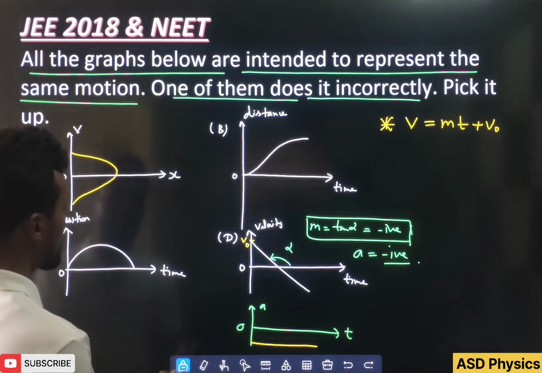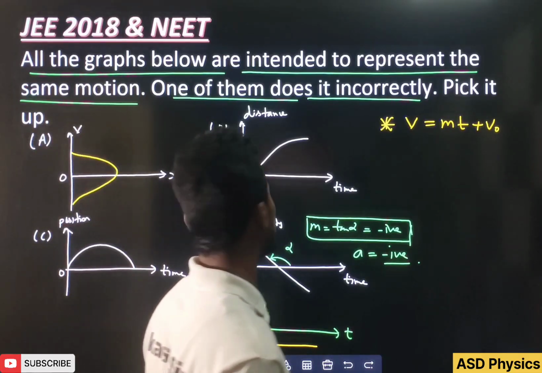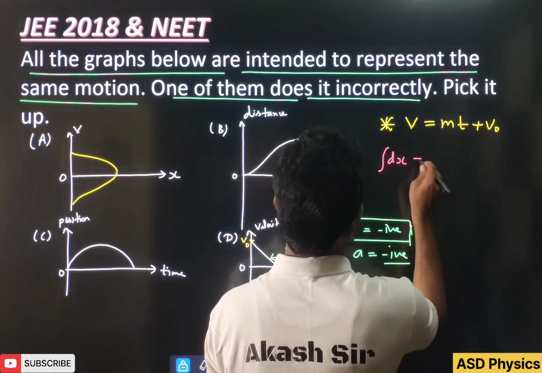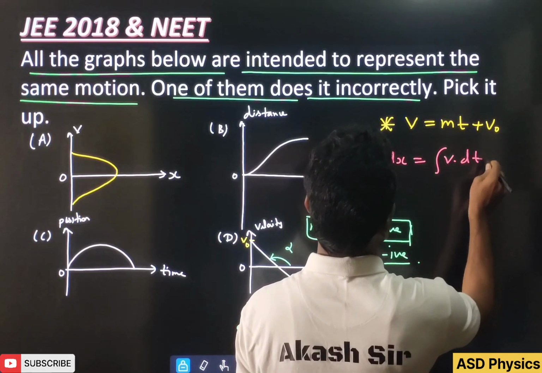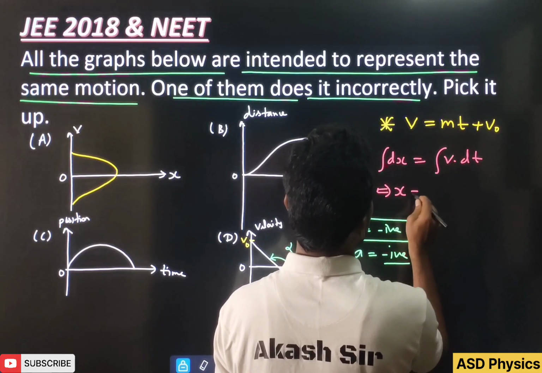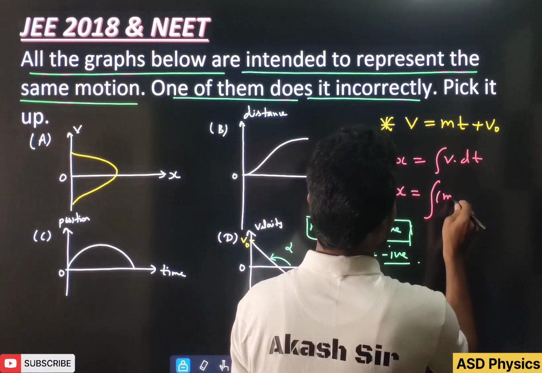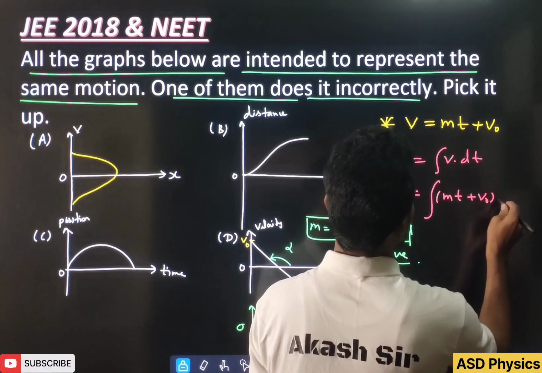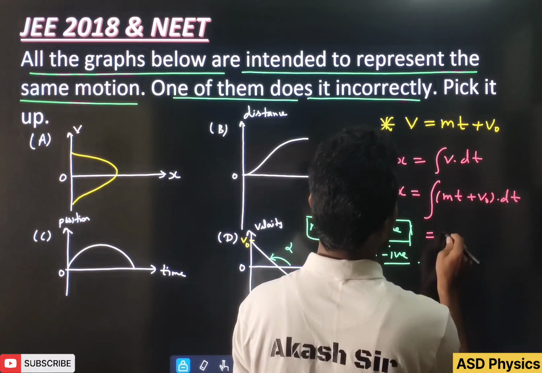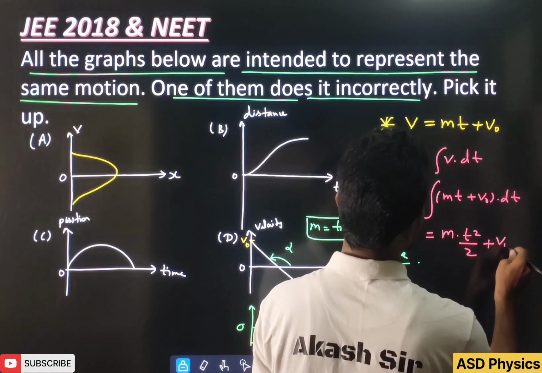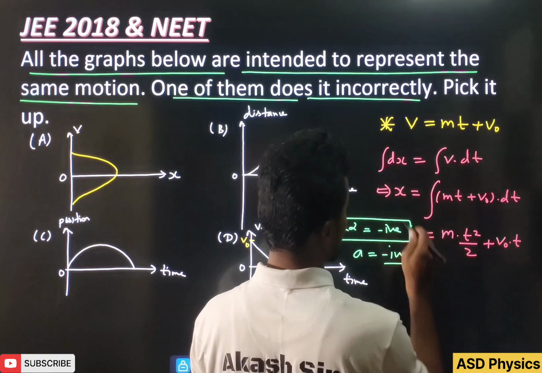After that, what is happening? If I write the position, students, remember the integration of dx equal to v dt. So I can write x equal to the integral of v dt, putting the value of v, mt plus v naught dt. So it will come m times the integral of t dt, t square by 2, plus v naught t.